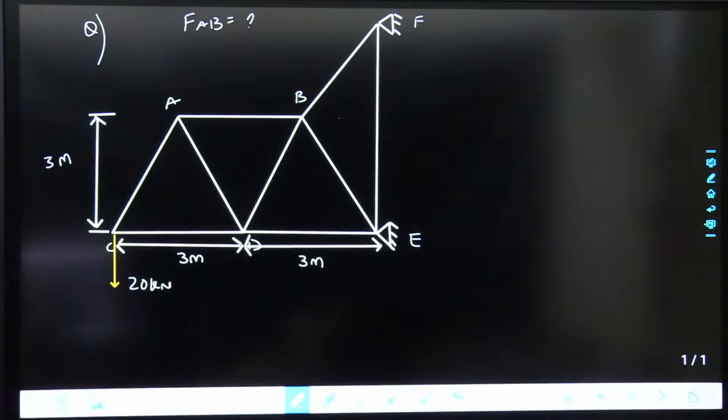Akash Shukla, good evening. Nirbhay Mishra said 20 kilonewtons. Anonymous is saying 20 kilonewtons. What about the other guys?